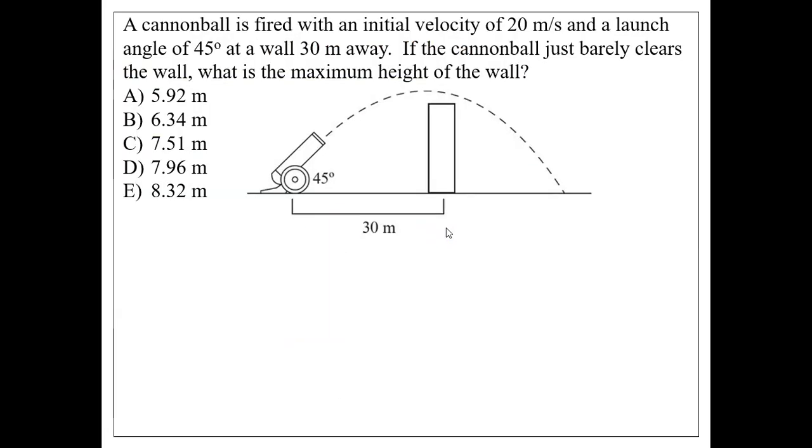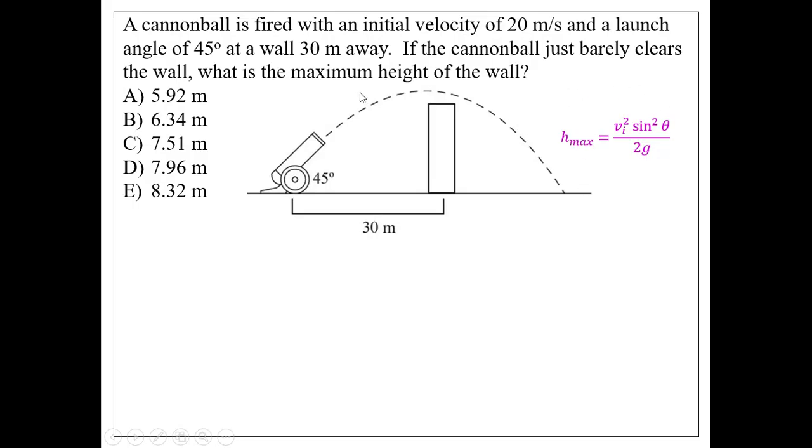All right, let's do this one. Here it says a cannonball is fired with an initial velocity of 20 meters per second and a launch angle of 45 degrees at a wall 30 meters away. It says if the cannonball just barely clears the wall, what is the maximum height of the wall? All right, so I hope you're listening carefully here. Even though the phrasing uses maximum height, new folks might be tempted to use the H max function. If you don't know how to derive this, just use kinematics in the vertical direction.